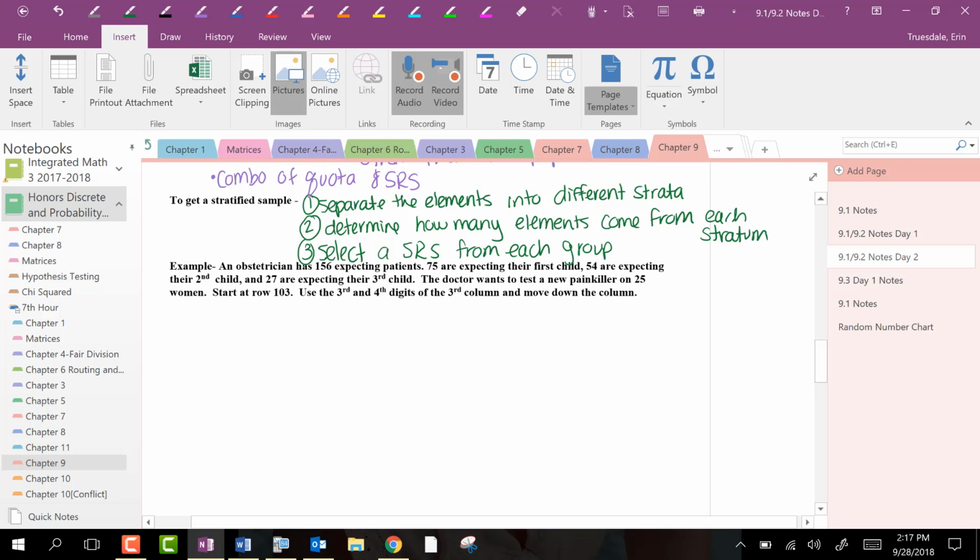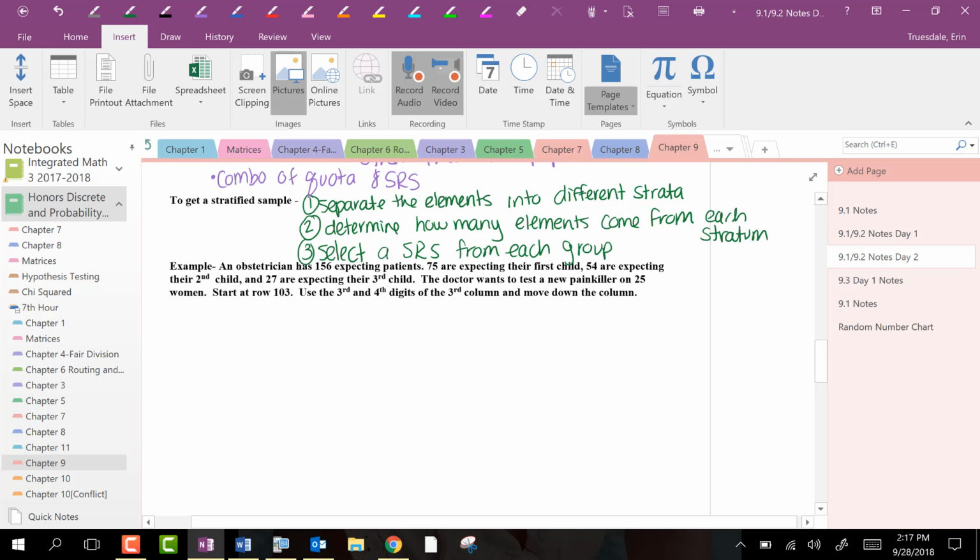So this example says an obstetrician has 156 expecting patients. 75 are expecting their first child, 54 are expecting their second child, and 27 are expecting their third child. The doctor wants to test a new painkiller on 25 women. So this is where your chart comes in. Start in row 103, use the 3rd and 4th digit of the 3rd column and move down the column.